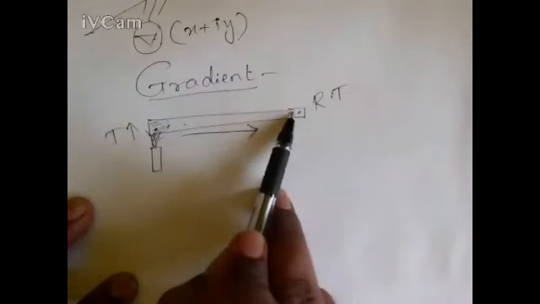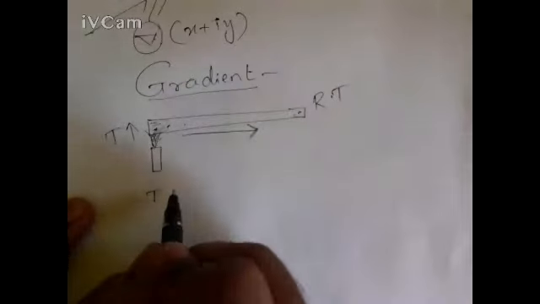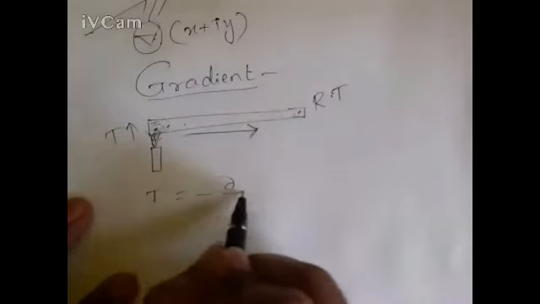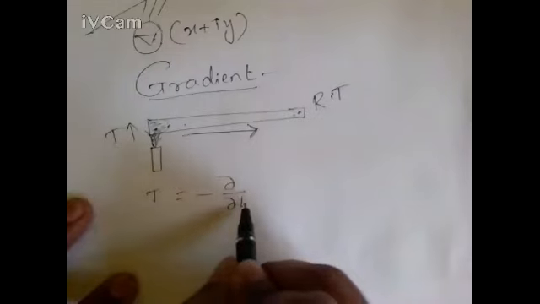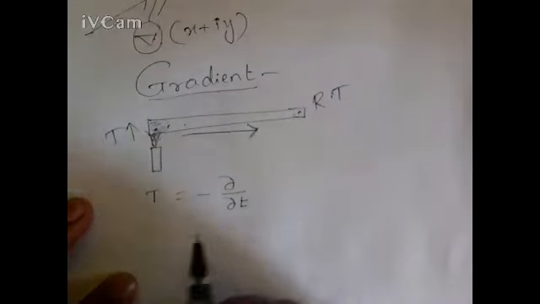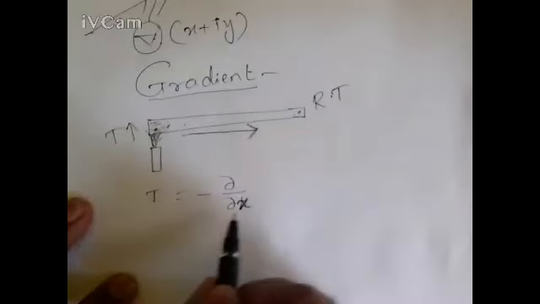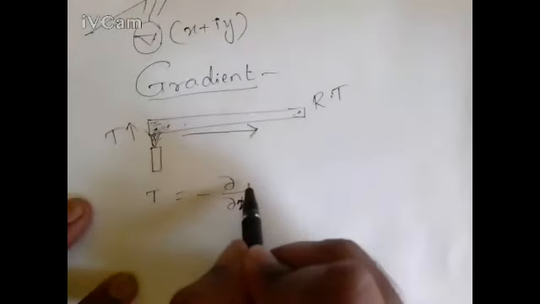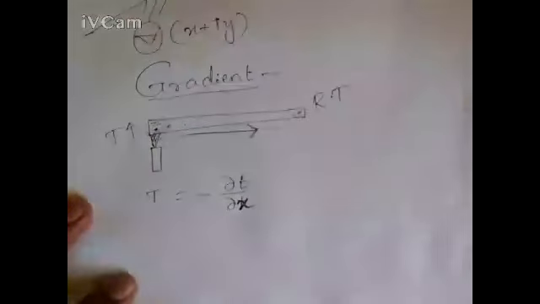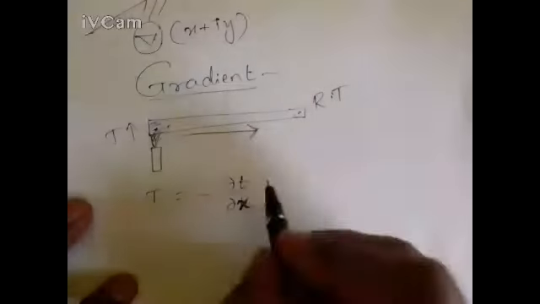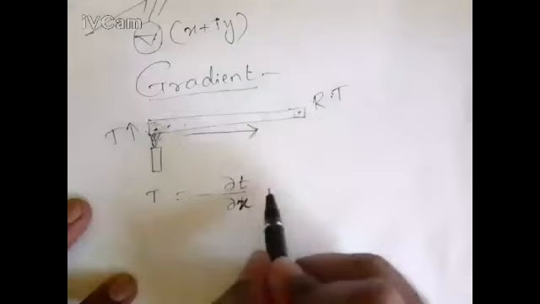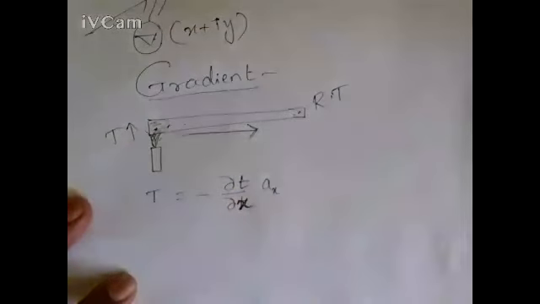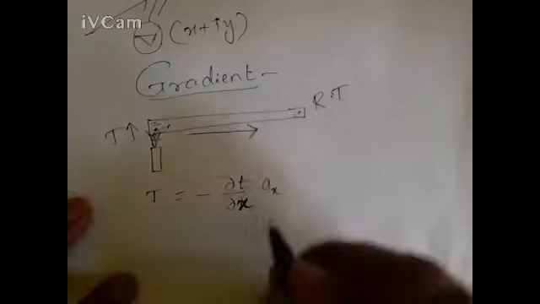Okay, so there is a temperature gradient, and that can be written as: the temperature gradient is equal to minus dou T by dou x, because I am considering distance, of the temperature. I'll take temperature as T, with some unit vector, that is a_x, along some direction. So this is the temperature gradient.